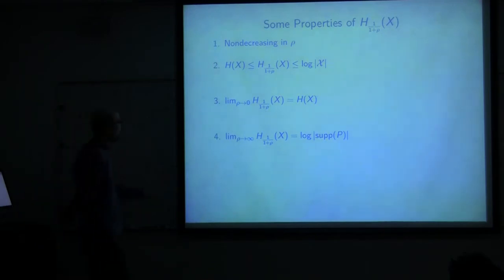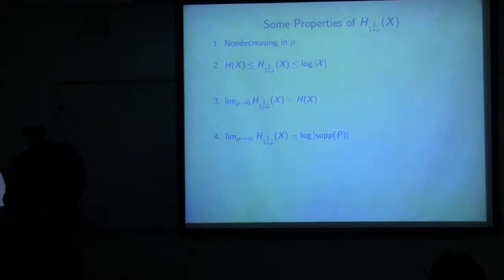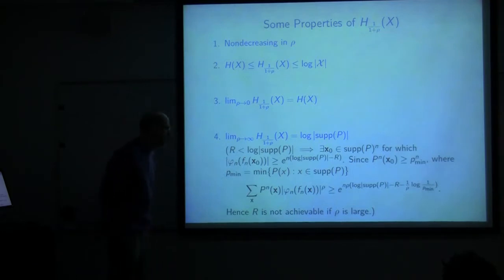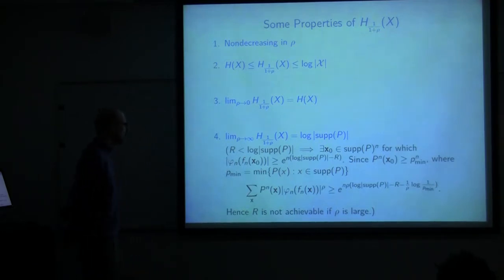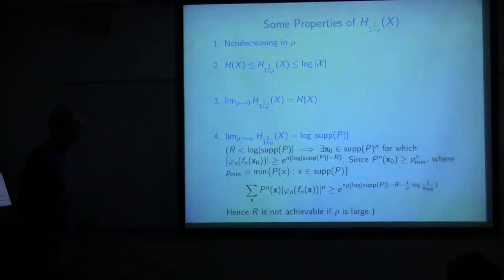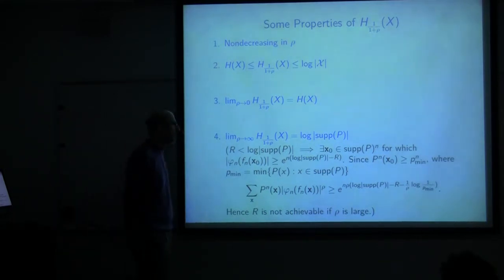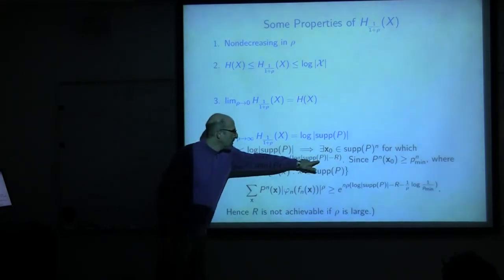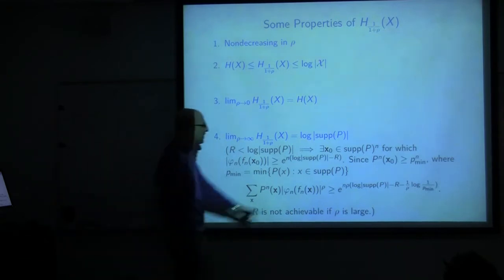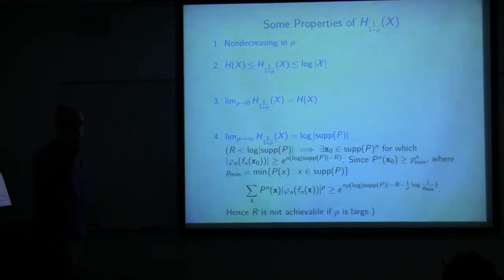Okay, finally, what happens when rho tends to infinity? You want to argue that you essentially need log of the support of P. That's actually also fairly straightforward. It's a simple application of the pigeonhole principle. So if your rate is smaller than the log of the support set, then there must exist some sequence for which the corresponding list size is going to be at least e to the n (log of the support of P minus R). And this sequence has a probability which is lower bounded by P min raised to the power of n, the smallest point mass in the support.